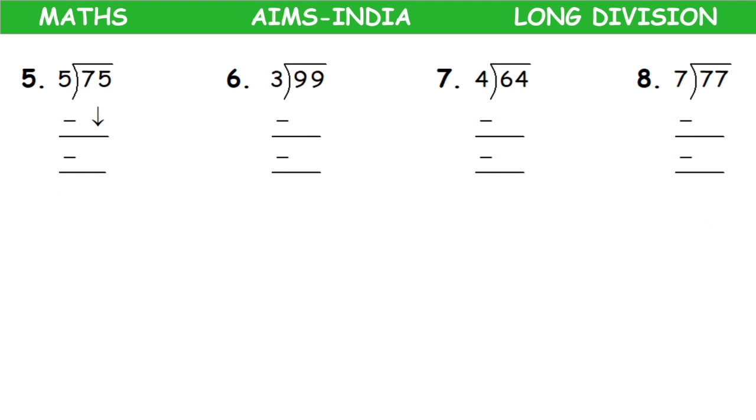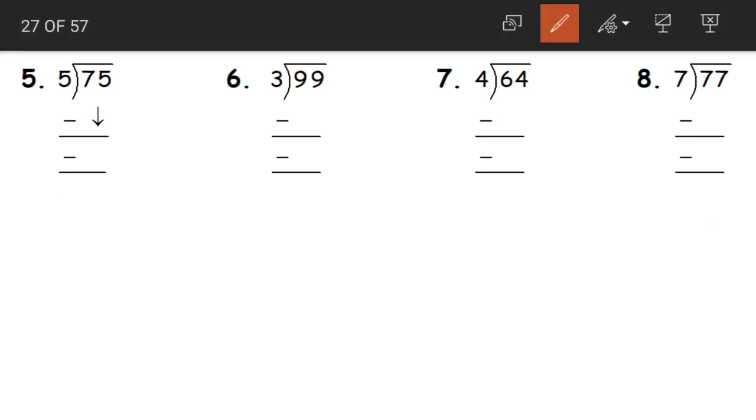Next, we are having many more examples here. Okay, please try solving these divisions so that you will become perfect in divisions. I'll give you the quotients, you can cross check. For question number 5, the quotient would be 15. For 6, it would be 33. For 7th question, it would be what? 14.